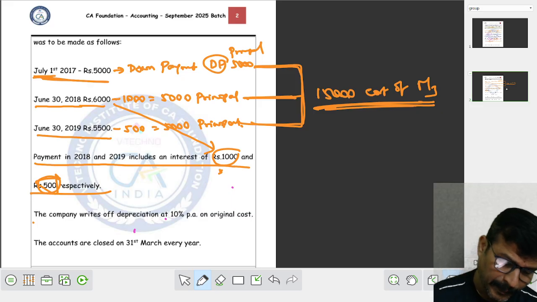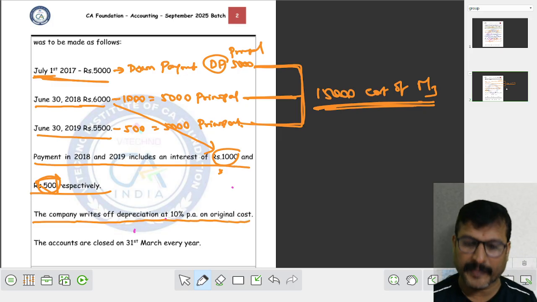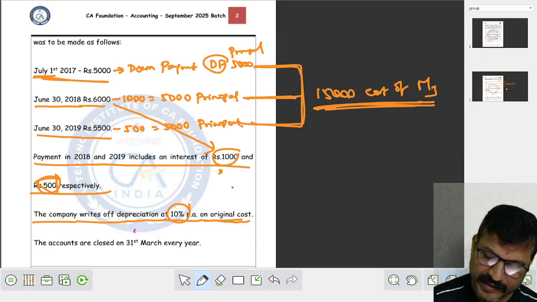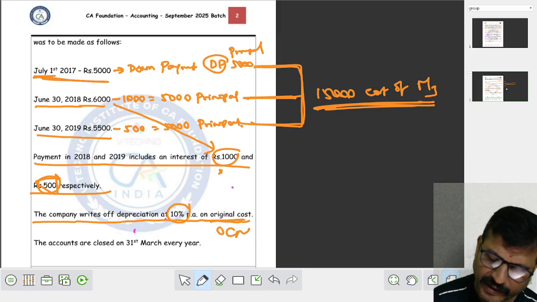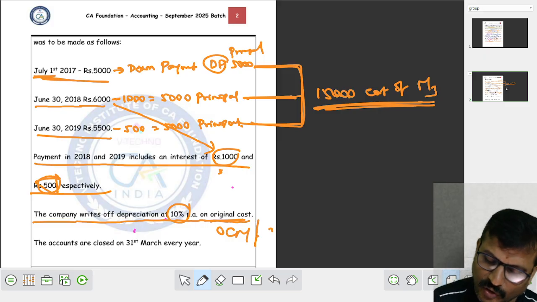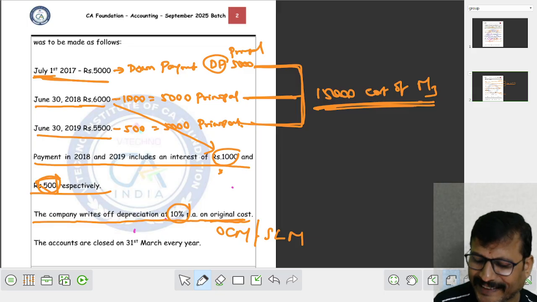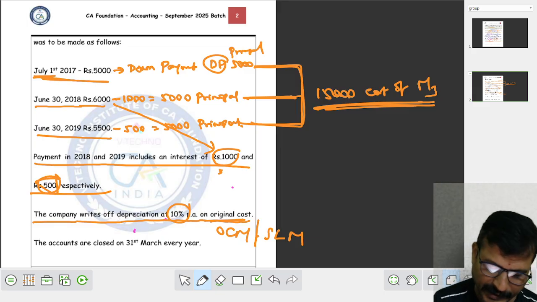Fine. The company writes off depreciation at 10% on the original cost method. 10% कौन सा method? Original cost method. Original cost method means OCM. It is also known as SLM. OCM means original cost method. SLM means straight line method.